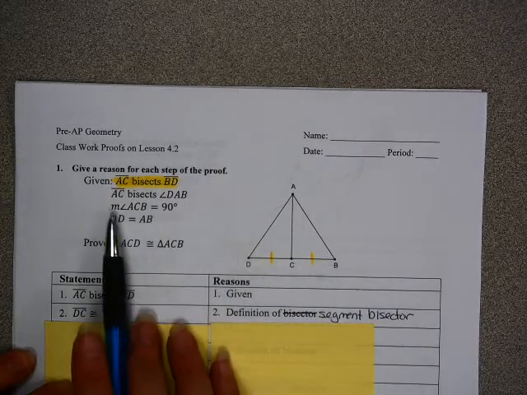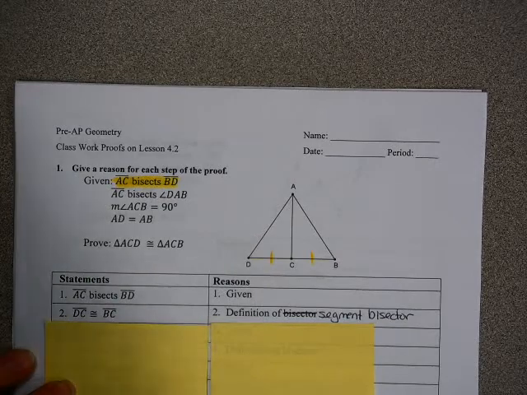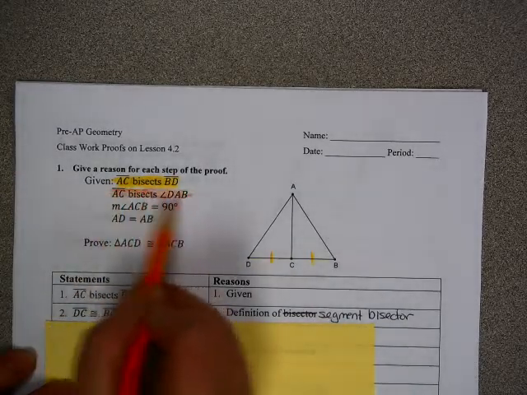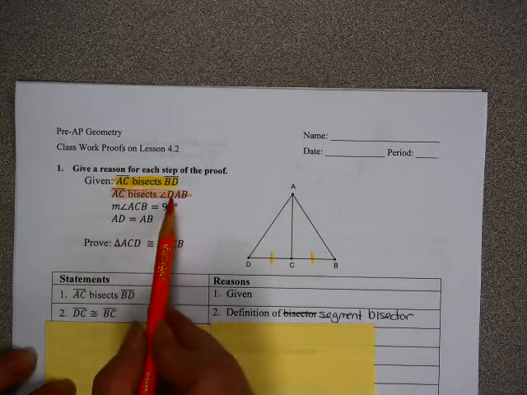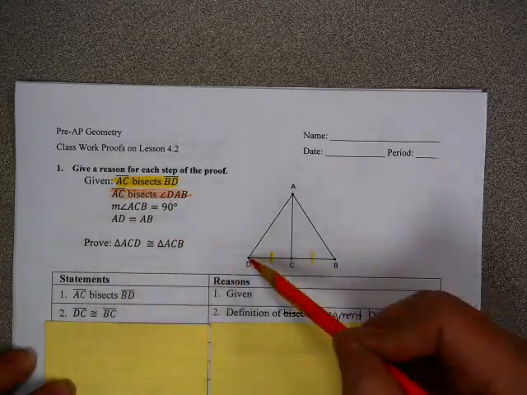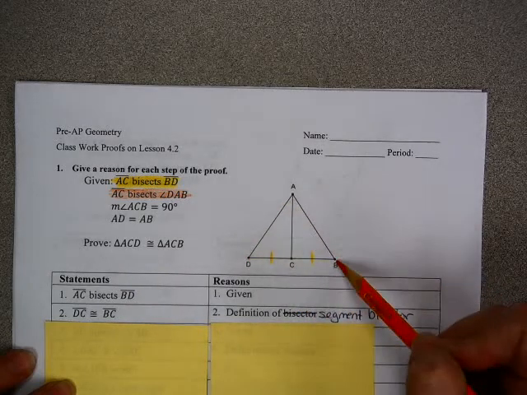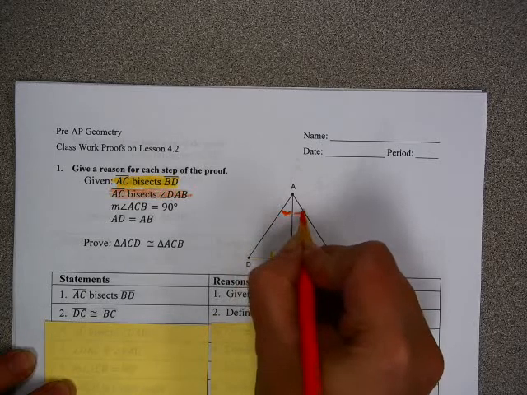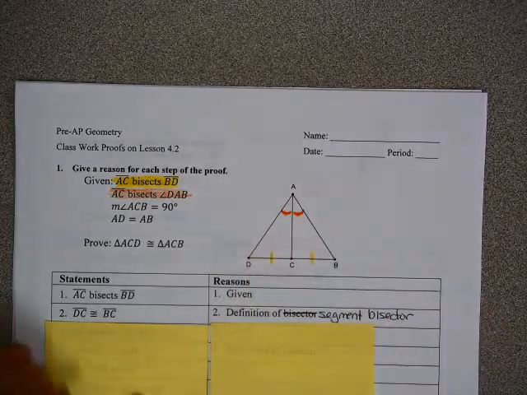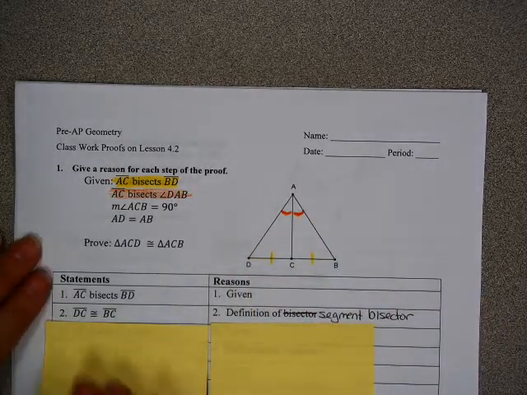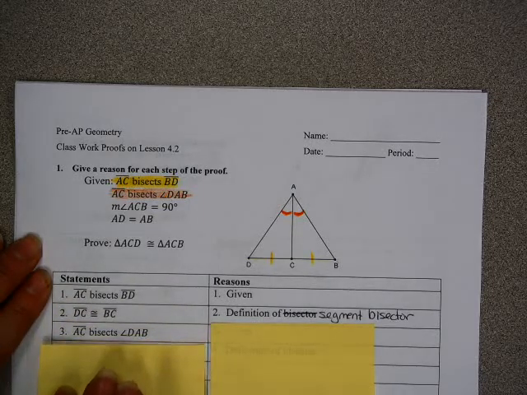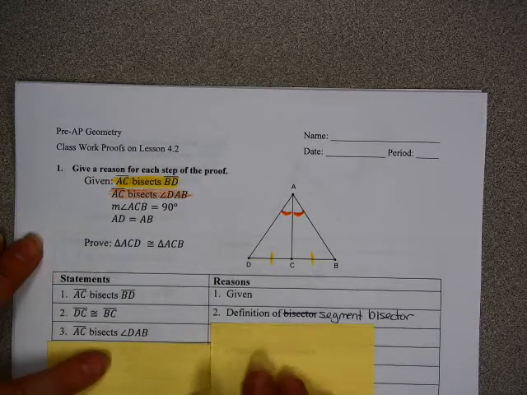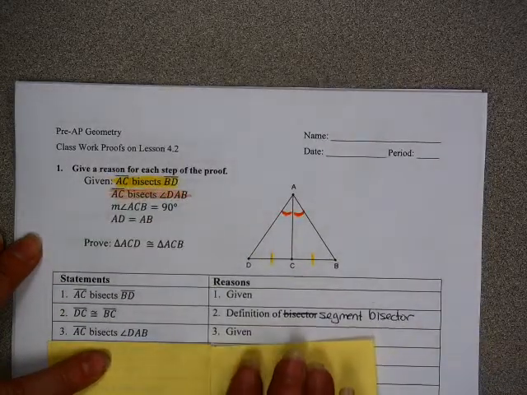So I go back to my given and I say, all right, well, what's the next step? So in orange, I'm going to highlight the next statement here. It says AC bisects this angle. Well, the angle is DAB, and when it bisects an angle, it cuts the angle in half. So it creates two congruent angles. Okay, so I'm going to write the orange statement here. Here it is, AC bisects this angle. I get to put this in my T-chart because it is given.